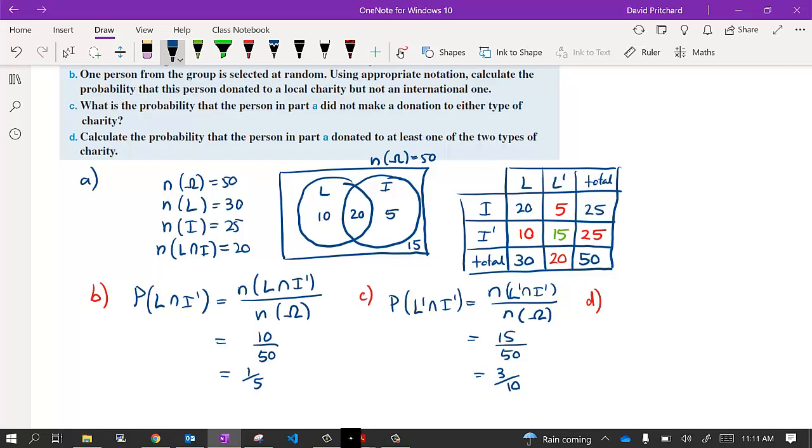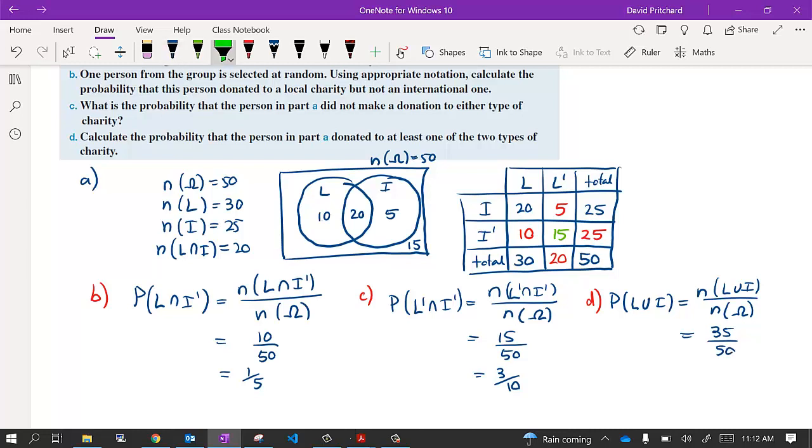So "at least" means that it could be local, or it could be international, or it could be both. So really that's a tricky way of asking us for the union. So local or international. That means we're looking at the number of local or international over the total sample space. So in the Venn diagram, it's nice and easy, 10 plus 20 plus 5, so we've got 35 out of 50.